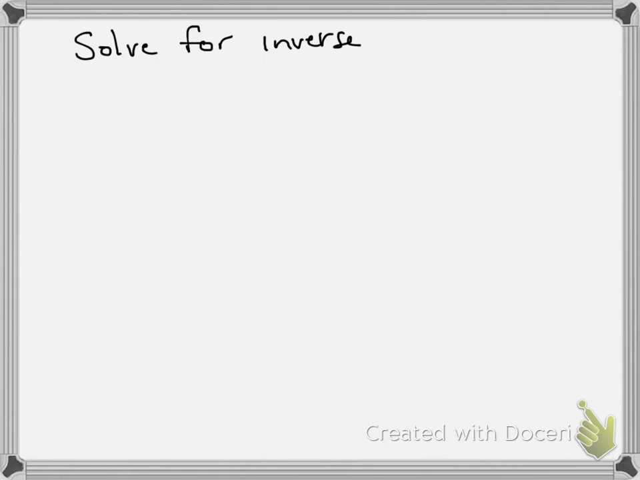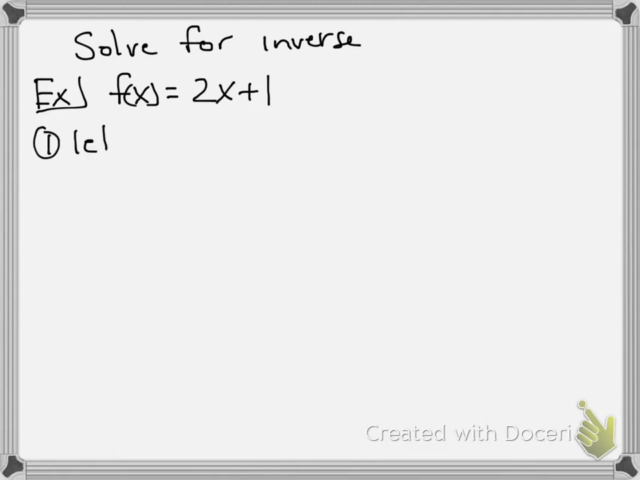So let's look at how we actually solve for the inverse if we're given an equation. So we're given the function f of x equals 2x plus 1. The way we go about doing this is, let's just go back to our original notation. Let's set f of x, let's call that y, and let's rewrite that. So now we've got an equation y equals 2x plus 1.